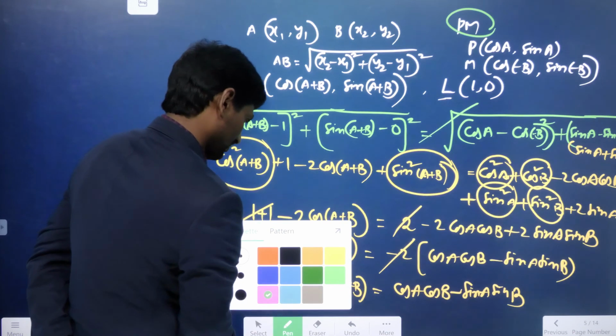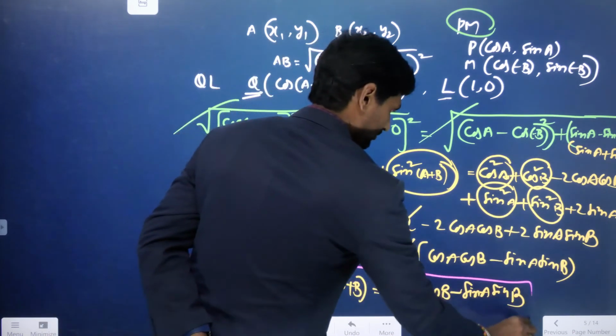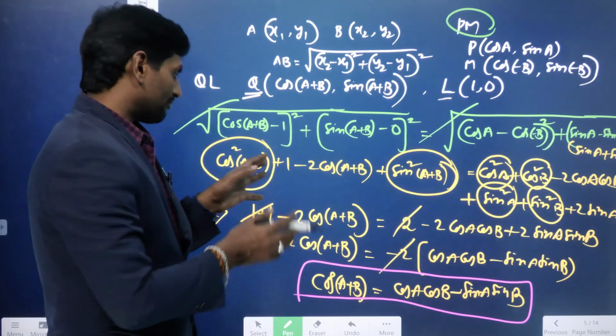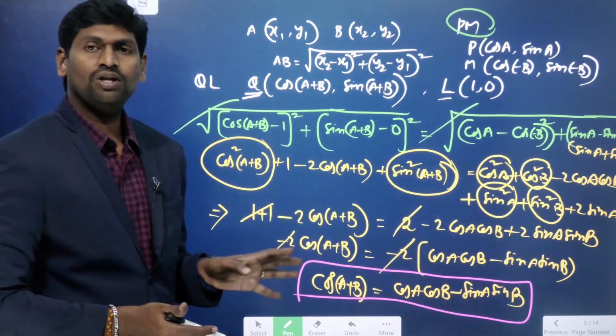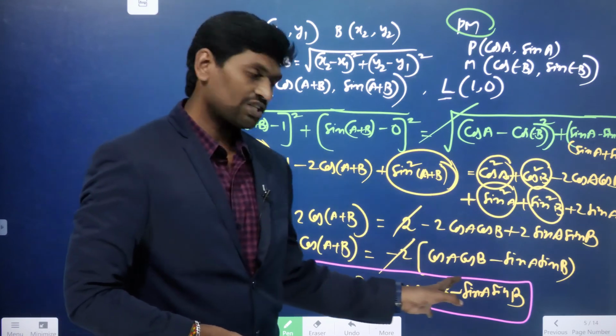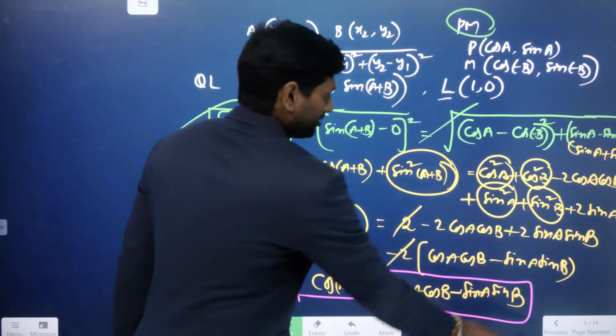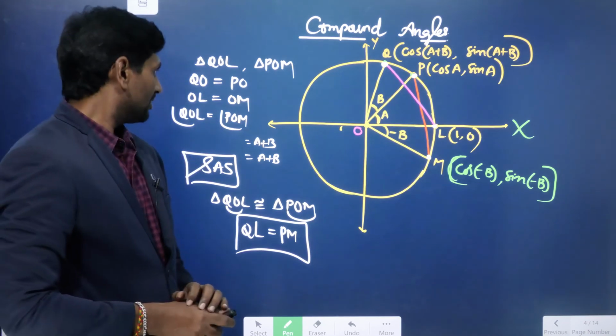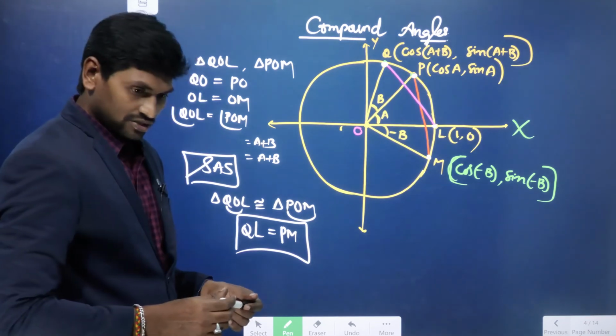Okay, now? So for finding this compound angle formula, cos(a plus b) equals cos a cos b minus sin a sin b, we need to prove all these things. Please just note it down.